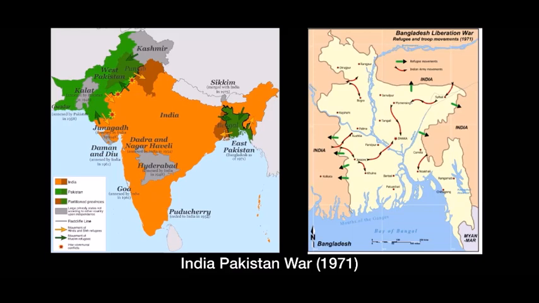So, if you see the second map on your screen, it shows the refugee movements. The lines that are marked in green show refugee movements. And what is the direction that people are going? They are going outside Bangladesh and they are coming inside India. The lines which are marked in red show Indian Army movements. So the Indian Army moves from India inside East Pakistan to help or support the movement which was led by Mukti Bahini.